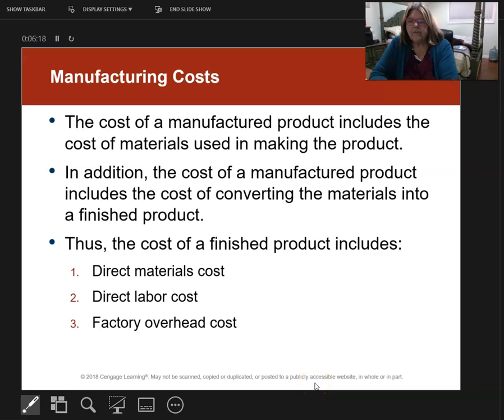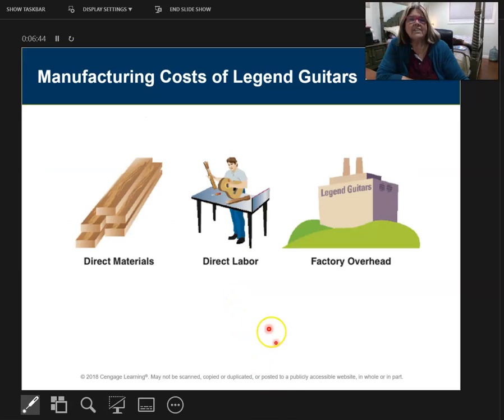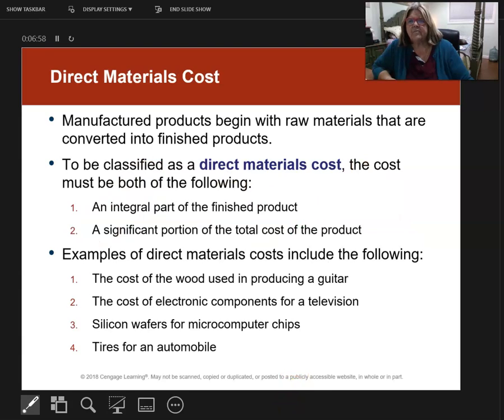So let's get started. We're still in the first chapter. Here are the three major components or major costs of any manufacturing company. We have direct materials cost, direct labor cost, and factory overhead cost. That's all there is. And I abbreviate this by DM, DL, and FOH. Here are examples of them: the direct materials, the direct labor, what I'm paying for this guitar to be assembled, and then the factory overhead. So every cost can be broken down into one of these costs.